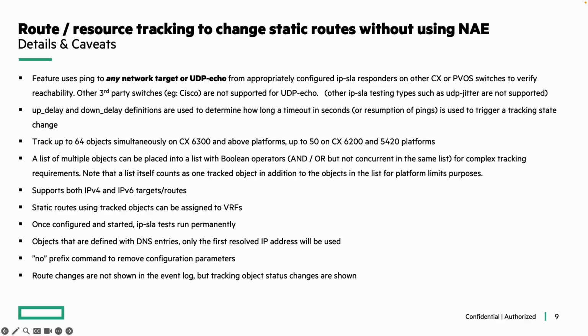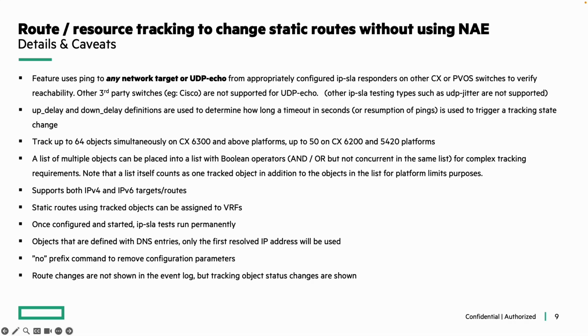We can also use UDP echo IPSLAs, provided that the target is another Aruba CX or AOS-S series switch with the appropriate UDP echo responder set up. As part of the tracking object construct, we've also got delay, up delay and down delay timers, which allow for situations where we might have a link flap or we need to delay a change in network path. We can track up to 64 objects simultaneously on CX 6300 and above platforms, or 50 if we're on the 6200 family or CX 5420 chassis switch.